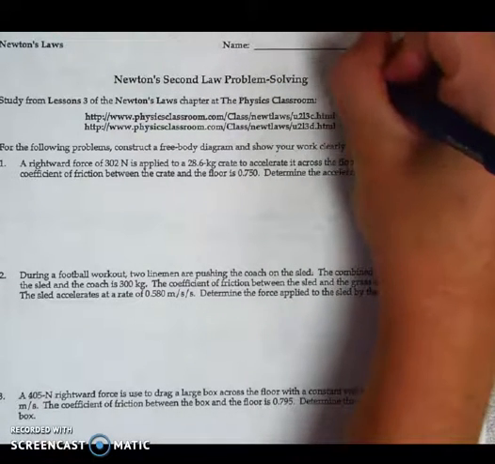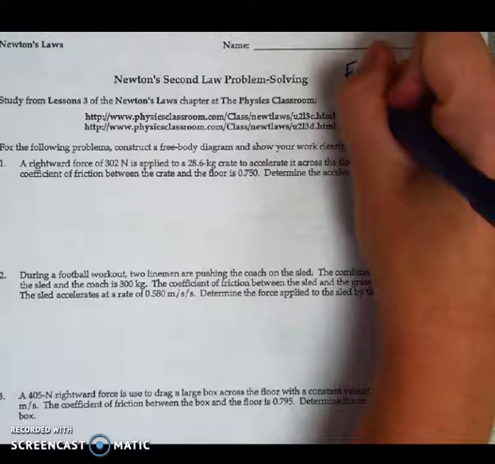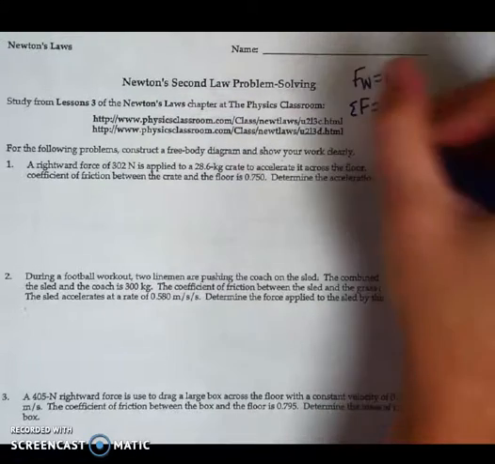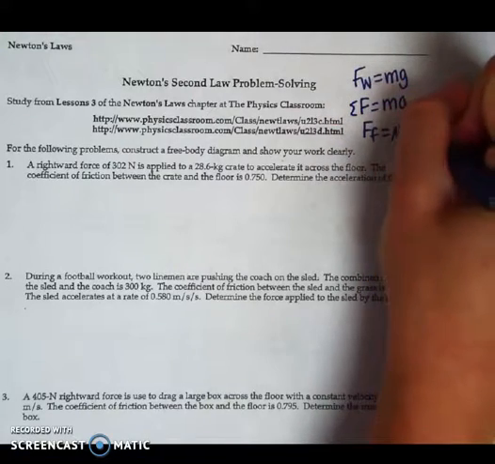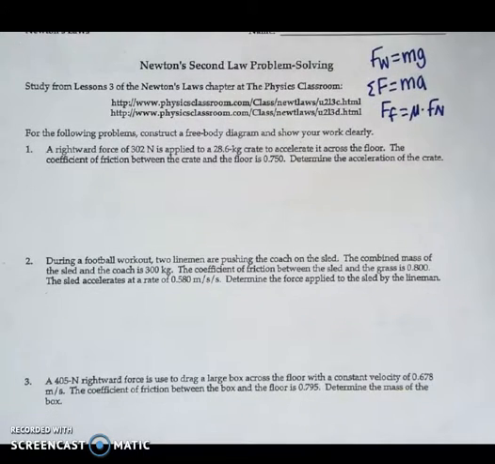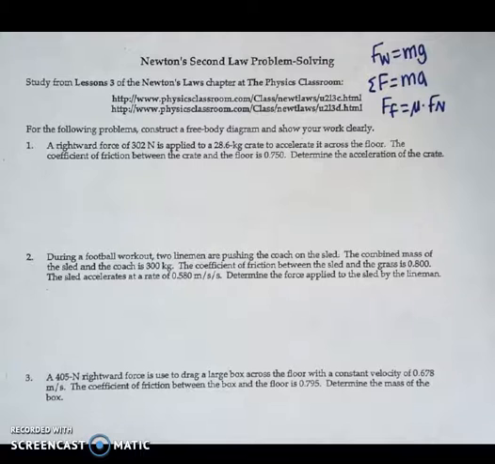We're going to have our force of weight is equal to mass times gravity. Our sum of forces or net force is equal to MA. And also that our force of friction is equal to mu times the normal force. So those are three equations that you might just want to jot down at the top of your practice just to make sure that we remember what equations we need to work with.